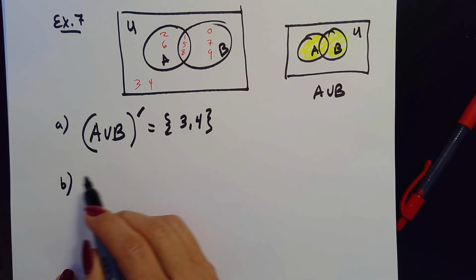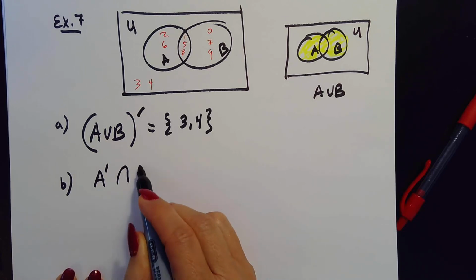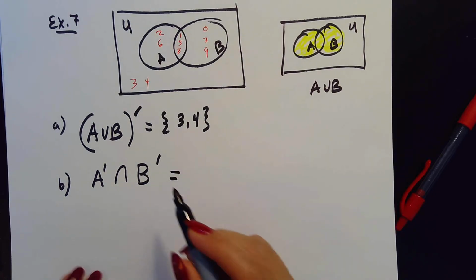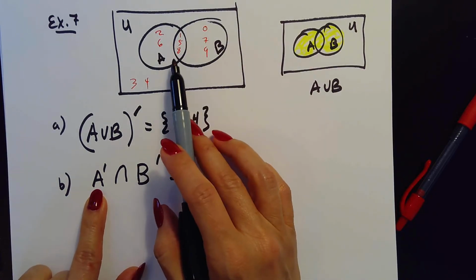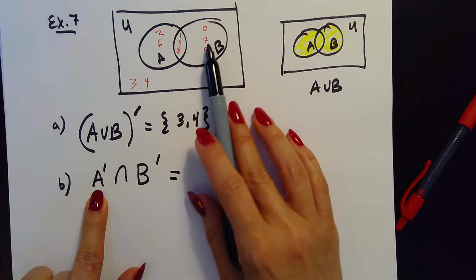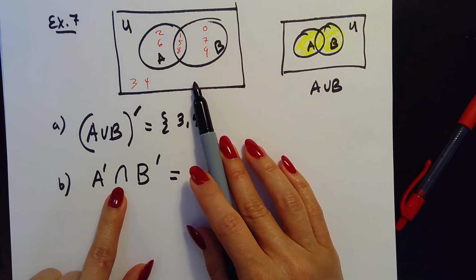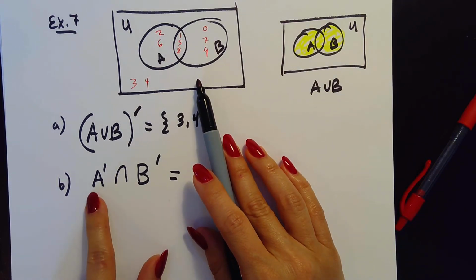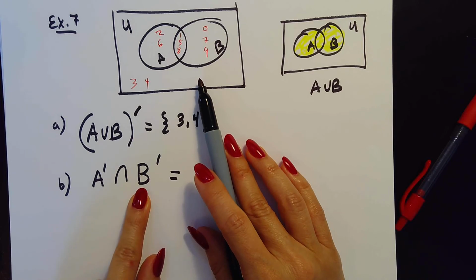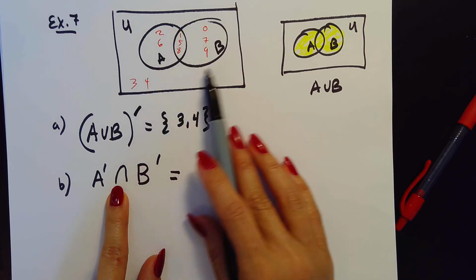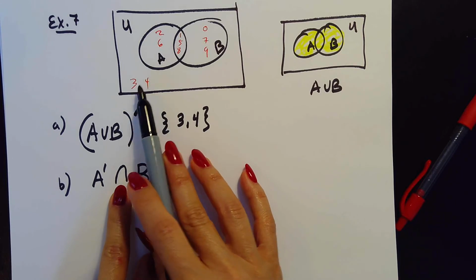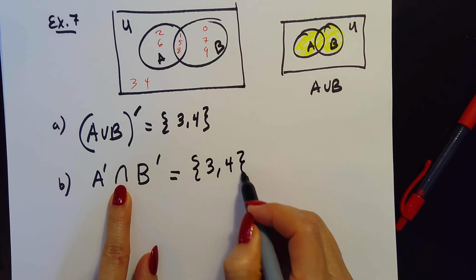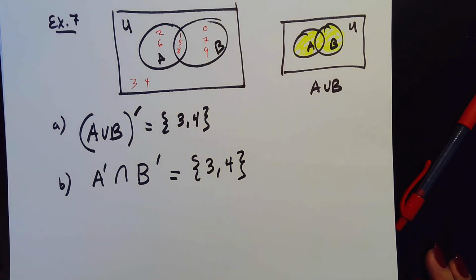Okay, now B, you get A prime intersected with B prime. What does that mean? Well, let's take it one step at a time. A prime means you're outside of A. So that puts me all here and there. But then it says together with, so at the same time, B prime. So outside of A and outside of B at the same time. The only place where that's going to happen is 3, 4. So it's the same as the previous set.